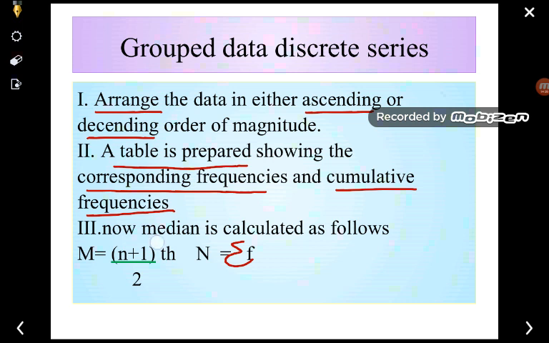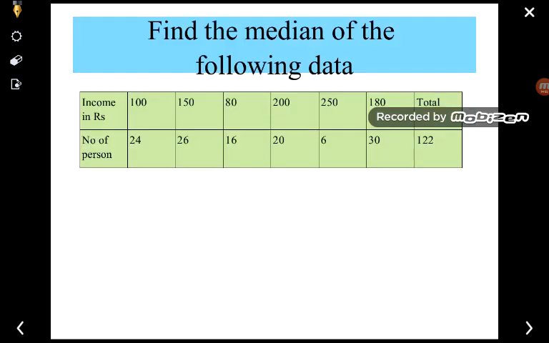Now the median is calculated as follows. Median is equal to the (n plus 1) divided by 2 th value, where n is the number of observations. Now we'll see how to do it.